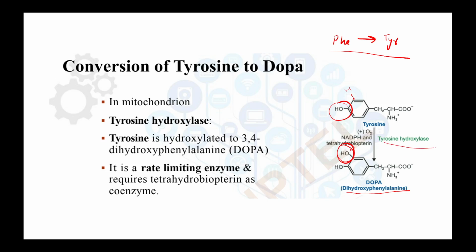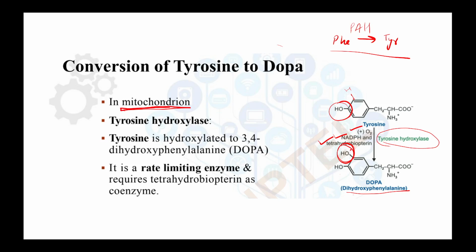The enzyme is tyrosine hydroxylase. Like in this case, we had phenylalanine hydroxylase, in this case, we have tyrosine hydroxylase. All the cofactors that are required are the same. We need molecular oxygen, we need NADPH, and we need tetrahydrobiopterin. And this reaction occurs in mitochondria. So this is also important, the location of this reaction: it occurs in mitochondria.